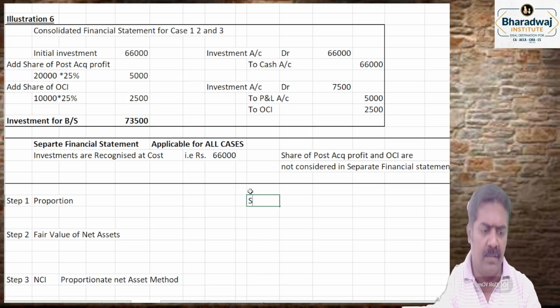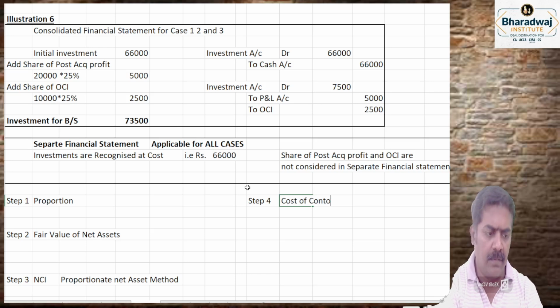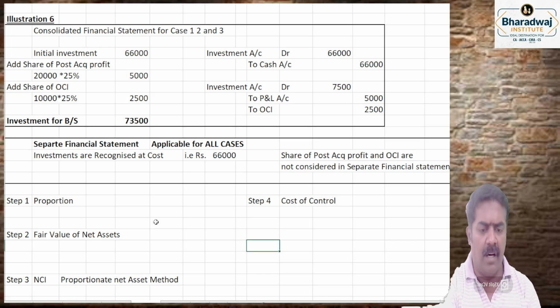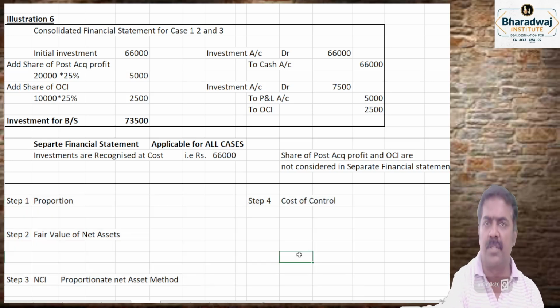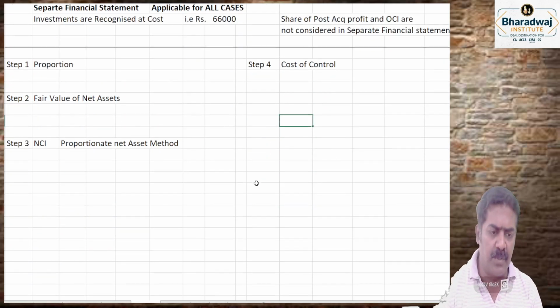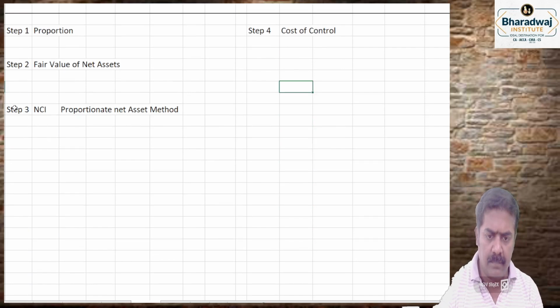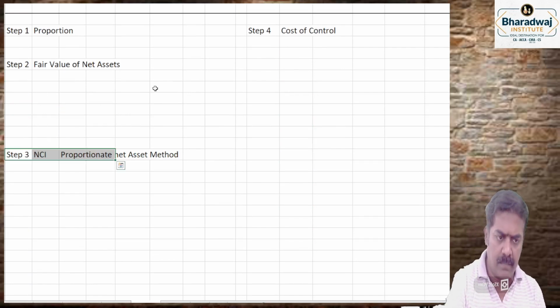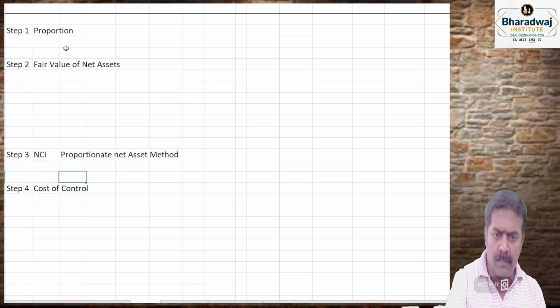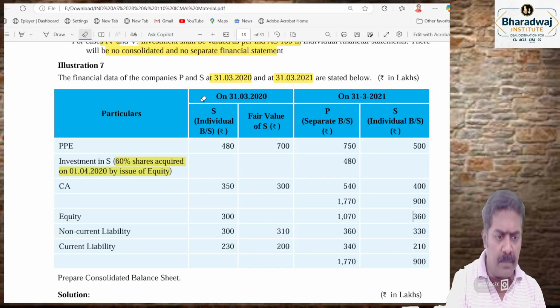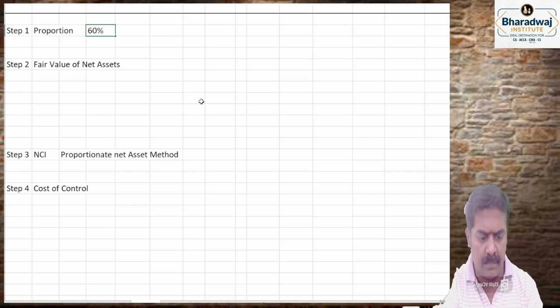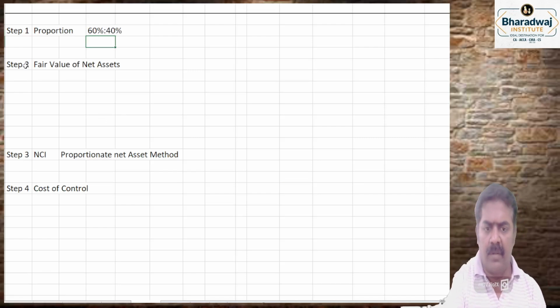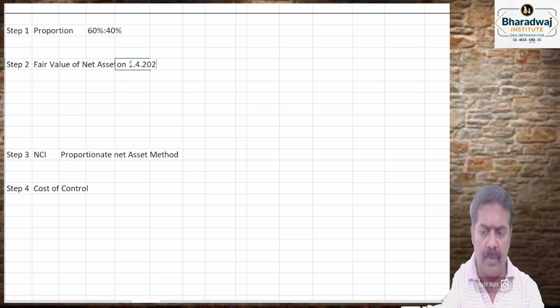NCA value. What is step 4? You will get goodwill or gain on bargain purchase. After this, you work out. Thereafter, I will work out the other things. Post acquisition profit also, I will work out. Work out the first 4 steps. What is the proportion? What is the fair value of net assets? On what date? 1/4/2020.